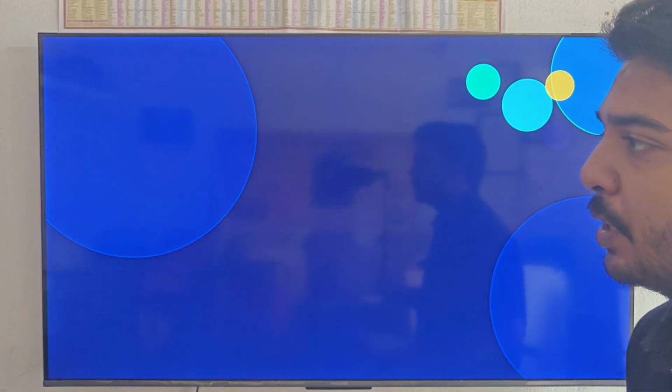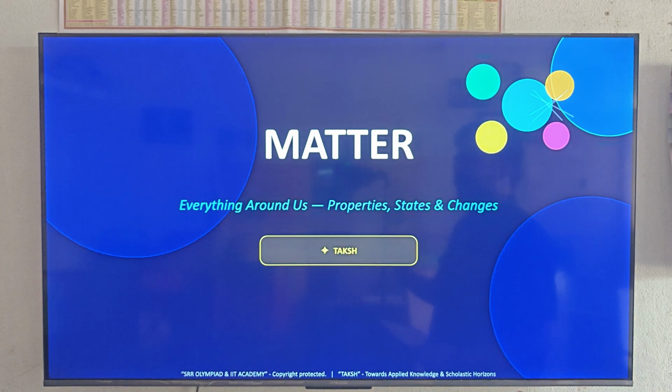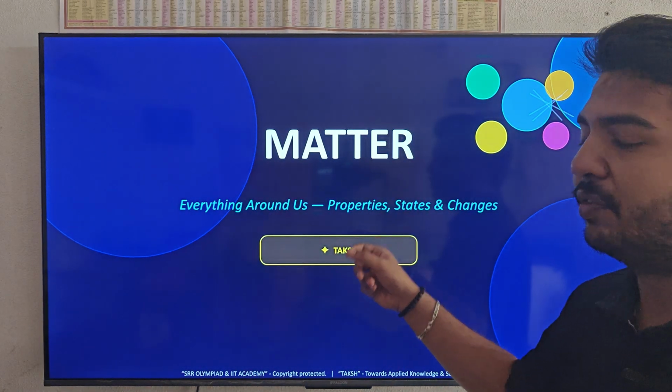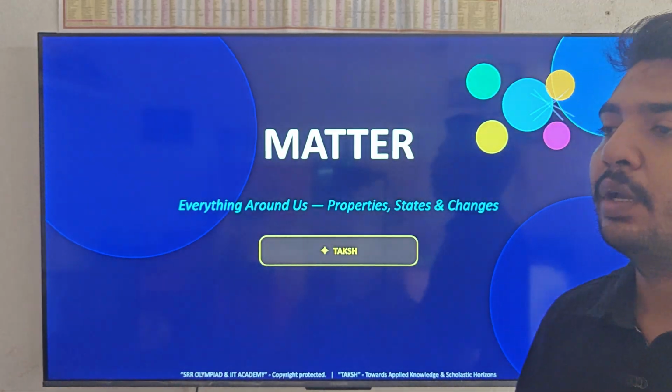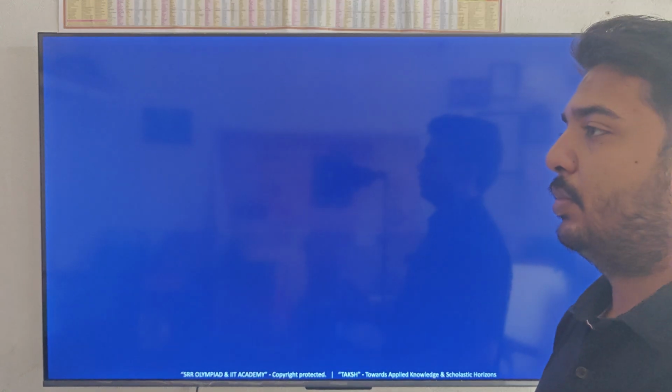As you can see on the screen, it clearly says about matter, everything around us, properties, states, and also the changes. It belongs to the system of TAKSH. If we go deeper and further, actually what is matter and how the matter behaves.